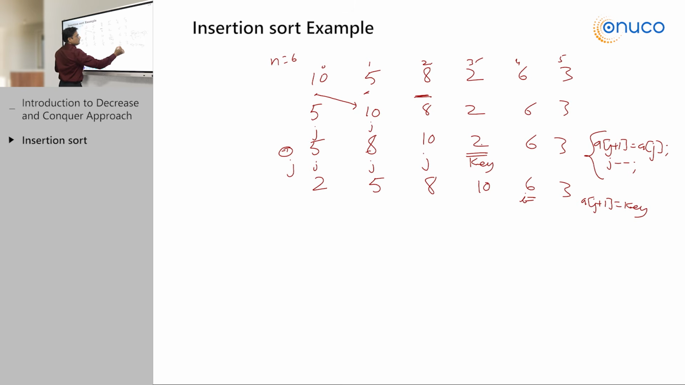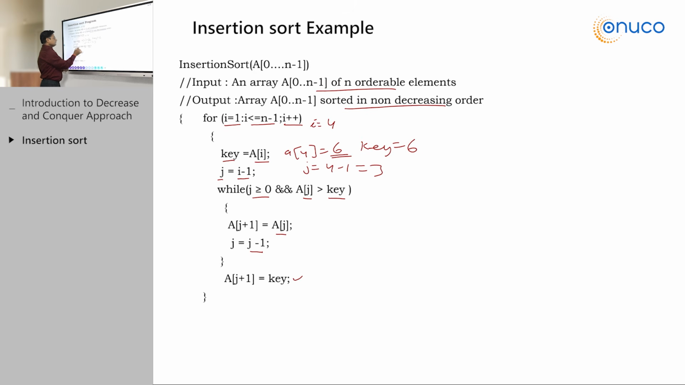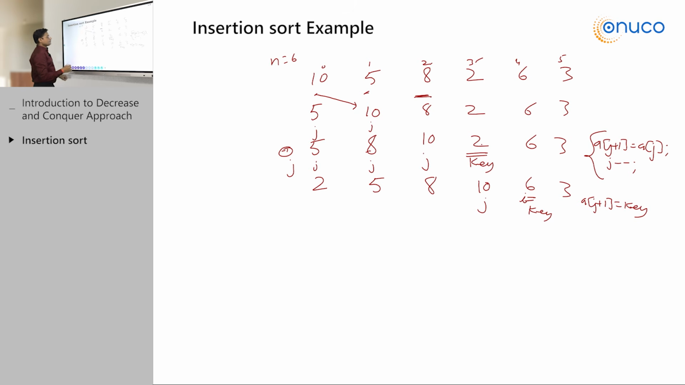So here is I. This is the key element. And here 4 minus 1 is 3. It will start from 3. Now let us concentrate. While j is greater than or equal to 0, is 3 greater than or equal to 0? Yes. And A of j is greater than key, that you need to check. What is key? Key is 6. Is 10 greater than 6? Yes, 10 is greater than 6. The condition is true. J is greater than or equal to 0, J is 3, and 10 is greater than 6.